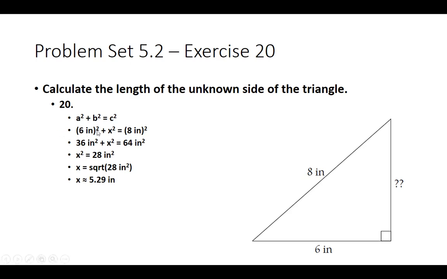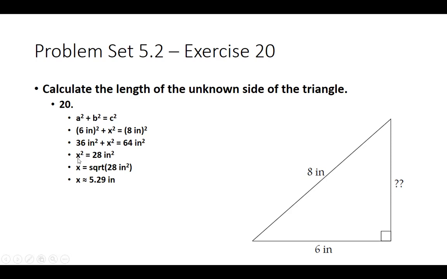When we square 6 inches, we get 36 square inches. When we square x, we get x squared. And when we square 8 inches, we get 64 square inches. We need to get x squared by itself first, so subtract 36 square inches from both sides. 64 square inches minus 36 square inches is 28 square inches.